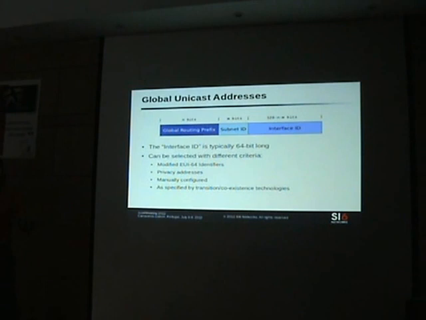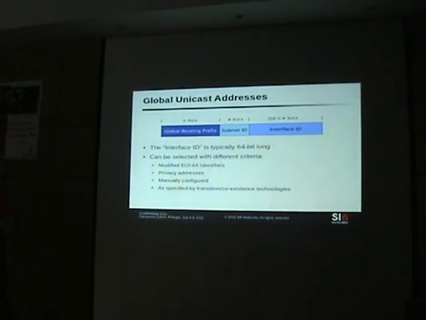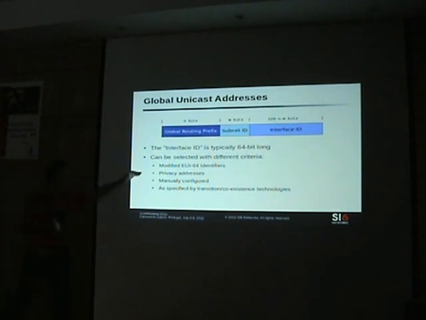But with IPv6, since the field is much larger, there are different possible ways in which you can select that field. Among them, one of them is to select the interface ID, essentially embedding the MAC address in the interface ID. It's also possible to randomize the interface ID, that's usually called privacy addresses. It's also possible to manually configure the interface ID, which means that you set the interface ID to all zeros and you just vary the last byte. And there are also some transition and coexistence technologies such as 6-to-4, TDD, and so on, which specify the way in which you should select those addresses. For the most part, we'll be discussing just these first few categories.